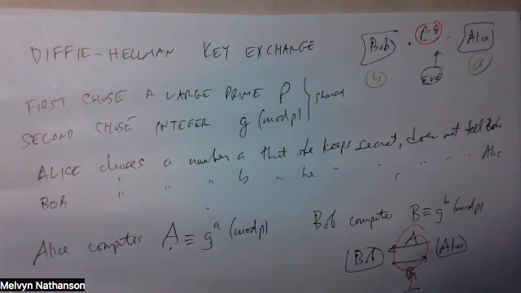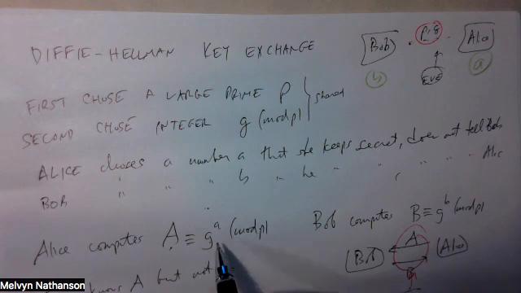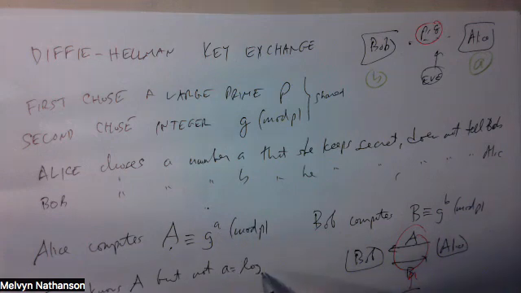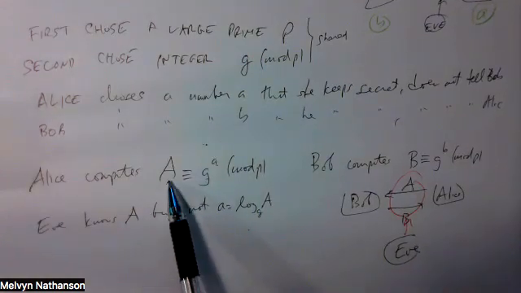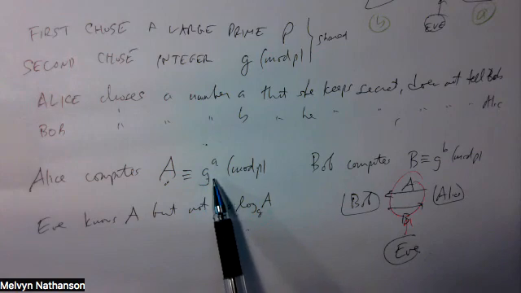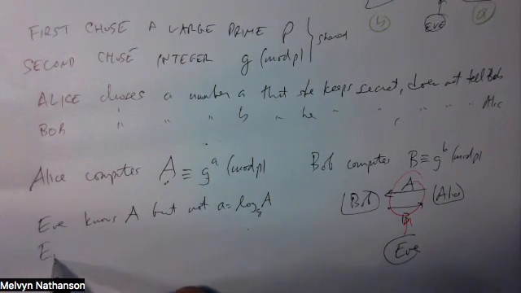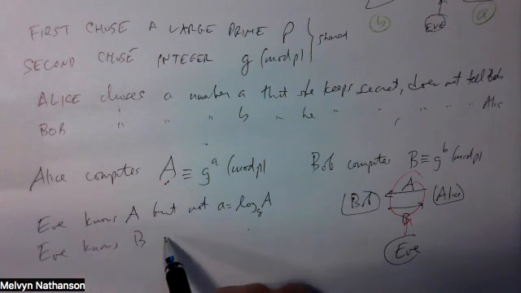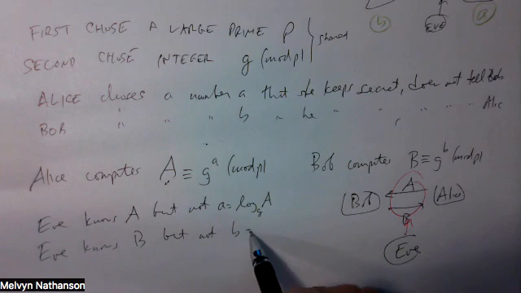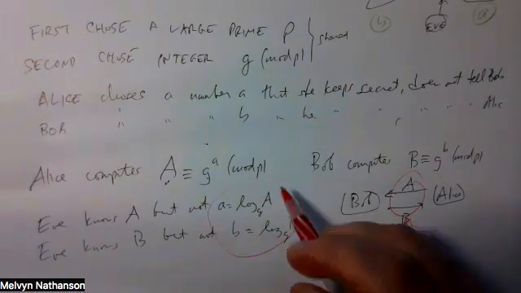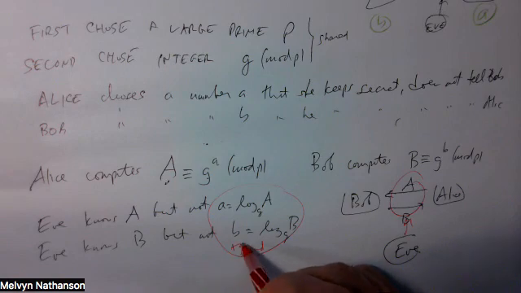So Eve knows capital A, but not little a. What is little a? It's the discrete logarithm of A to the base G. But I said computing a discrete logarithm is hard. So even though Eve knows capital A, she doesn't know little a. And Eve also knows capital B, but she does not know little b, which is the logarithm of capital B to the base G, because computing these discrete logarithms is too hard. No one can do it.